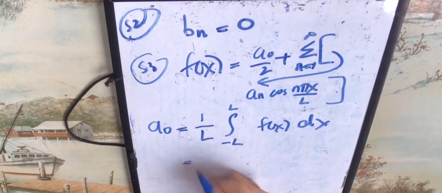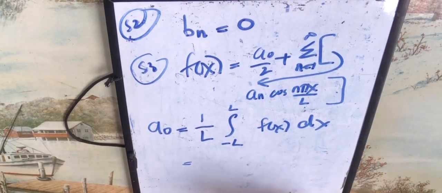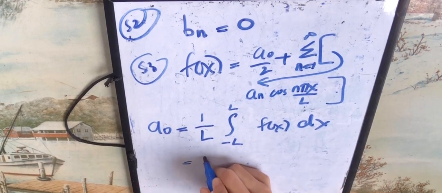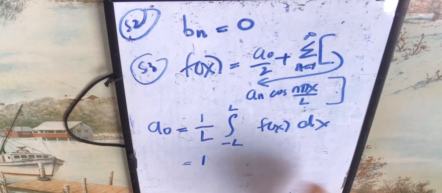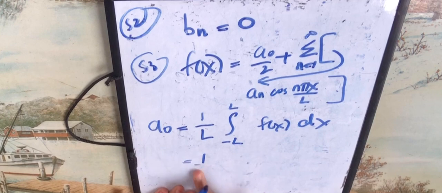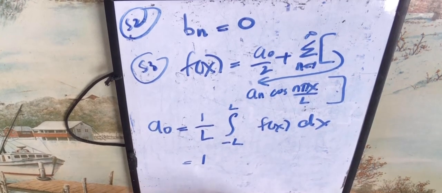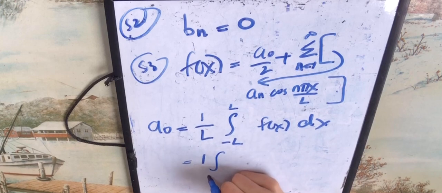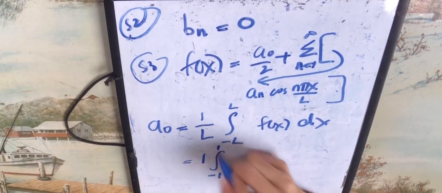Now fill in what your L is. You can get L from the interval. Your interval is negative 1 to 1, which means that L is 1. So I just write 1. 1 over 1, right? This is your L. I don't want to make it complicated because it's 1 over 1, so just write 1. Here it is negative 1 until 1.